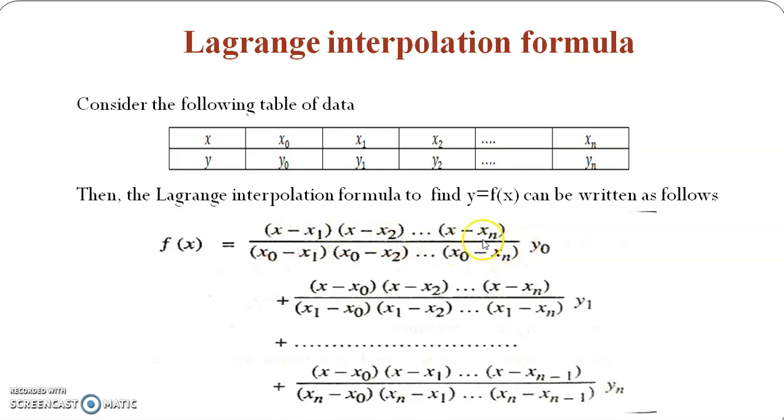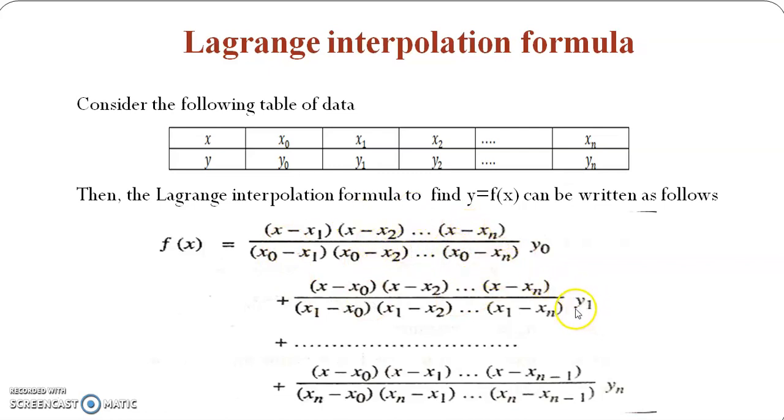Now see here. In the first term we have y0. Second term we have y1. Last term we have yn, right? So corresponding its x value is x0. Okay, write like this. Leave x0, start from x1, x minus x1 into x minus x2 and so on up to x minus xn. Now replace this x by x0 in the denominator, x0 minus x1, x0 minus x2, x0 minus xn, likewise. Okay, so this is for the first term.